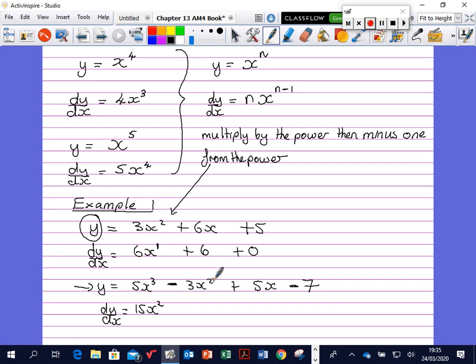Here, I'm differentiating a power of x. When I multiply by the power, I get 6, or minus 6 to be more precise. And then I put the power down 1, minus 1 from the power, and I get a power of 1. When I differentiate a 5x, I have to remember it's the number in front of the x. And when I differentiate a number on its own, the answer is 0. And that is the end of that answer.